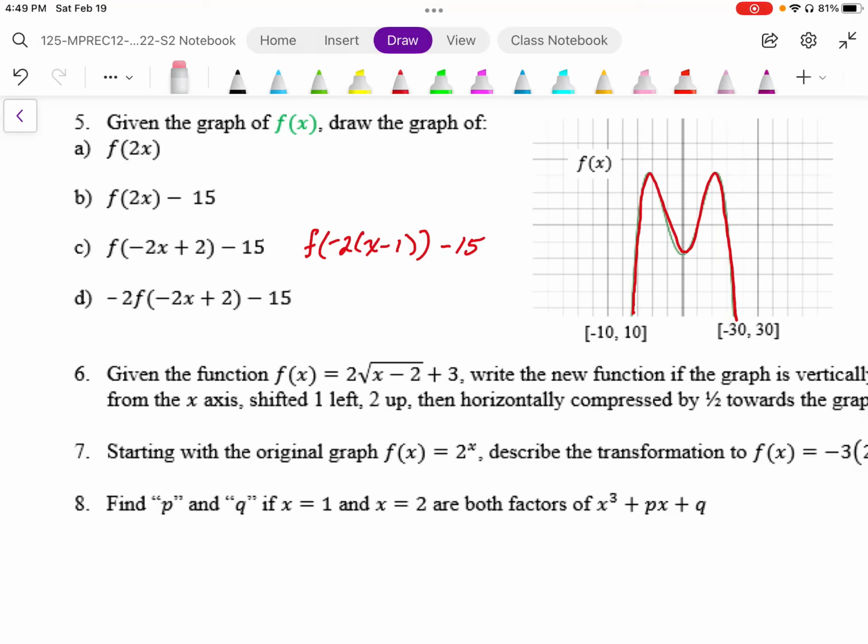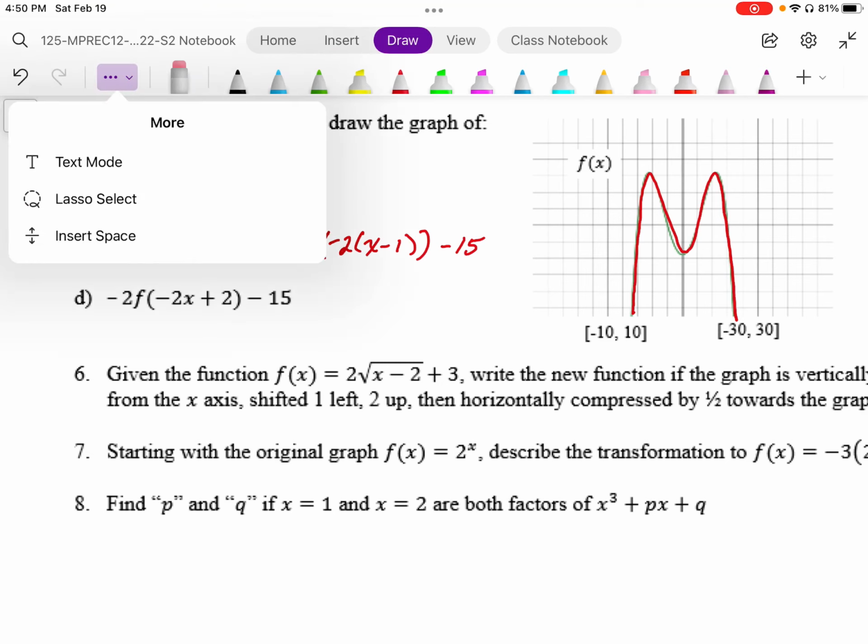In part C, what we want to do first is take a look at the inside and factor it, because that gives us a much easier form to work with. So the factored form is -2 bracket x minus 1. Now, because it's the factored form specifically, we can do the horizontal compression by 2 and the horizontal flip before we shift it to the right one.